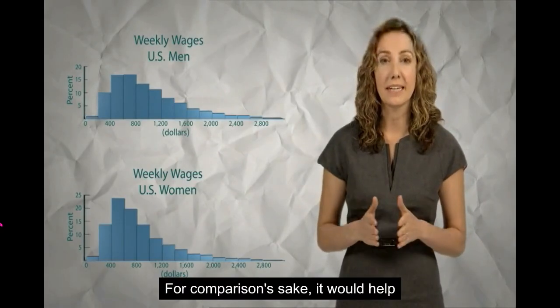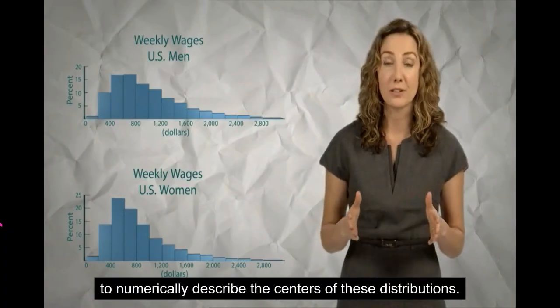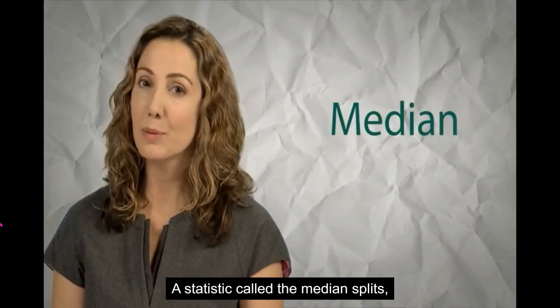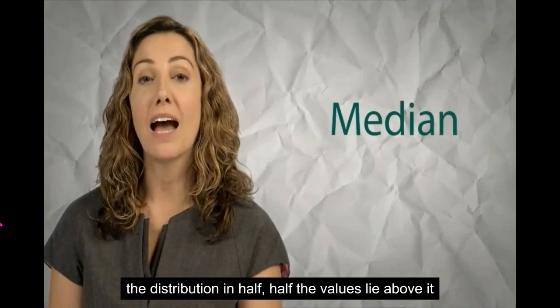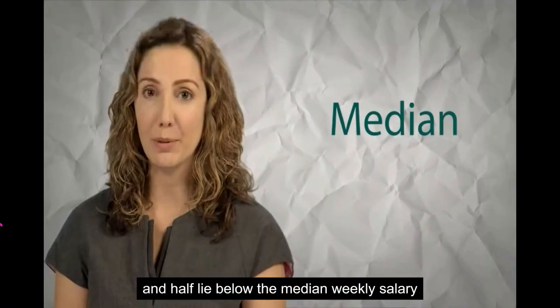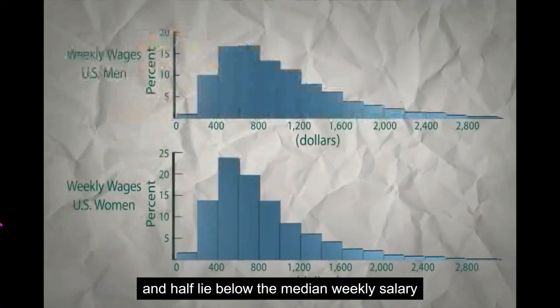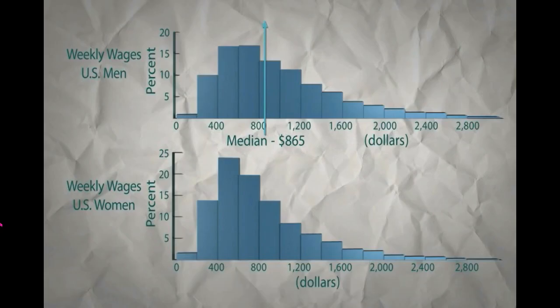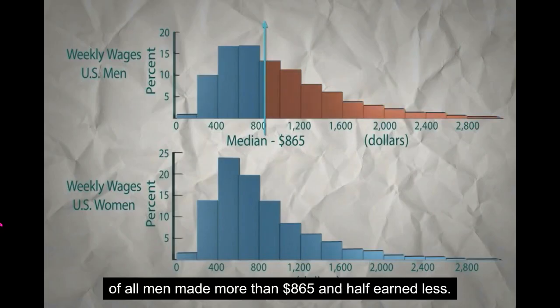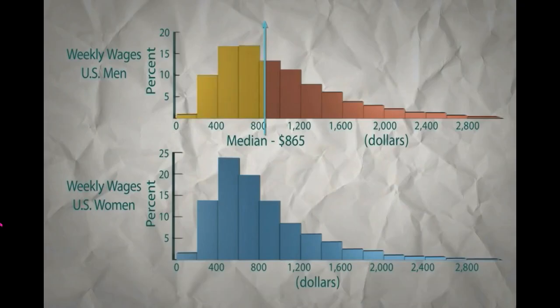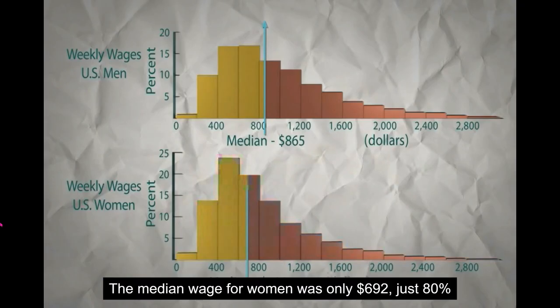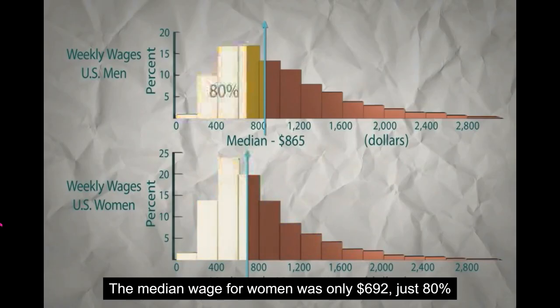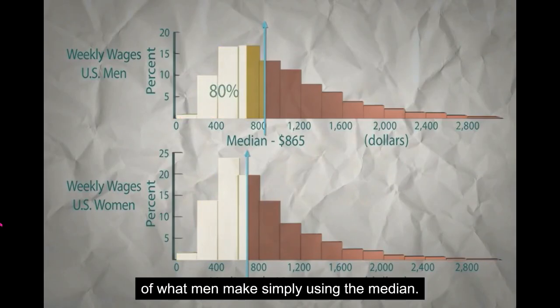For comparison's sake, it would help to numerically describe the centers of these distributions. A statistic called the median splits the distribution in half. Half the values lie above it, and half lie below. The median weekly salary for men in 2011 was $865. Remember, this means that half of all men made more than $865, and half earned less. The median wage for women was only $692, just 80% of what men make.